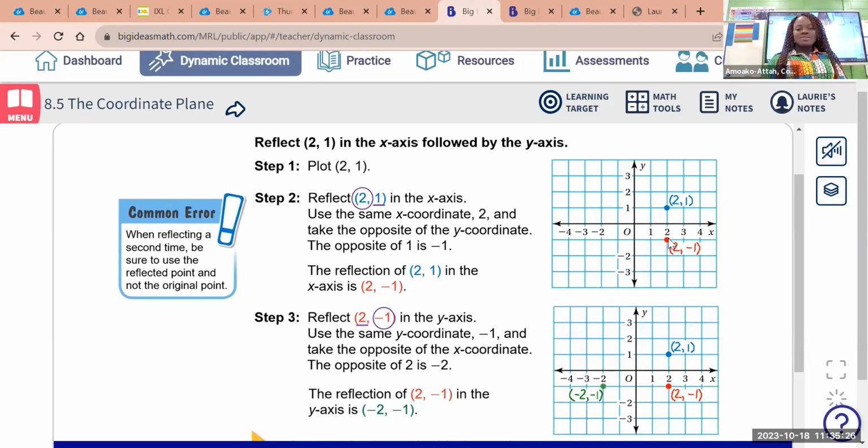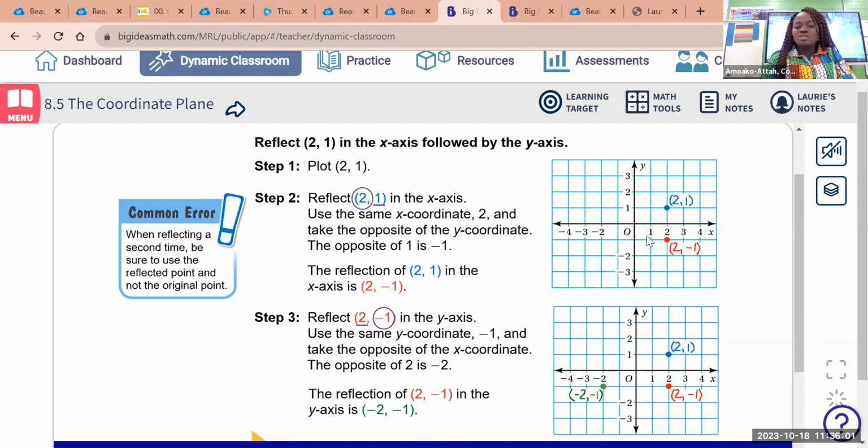That is all. The common mistake we make is that we don't reflect the reflected point. If you are reflecting on the x-axis as well as the y-axis, you have to reflect the reflected point and not the main point. So when we reflected on the x-axis, for the next reflection we should use the reflected point and not the main point. Don't forget that. If you move the main point to the y-axis, that will be wrong. But if you move the reflected point, that will be correct.